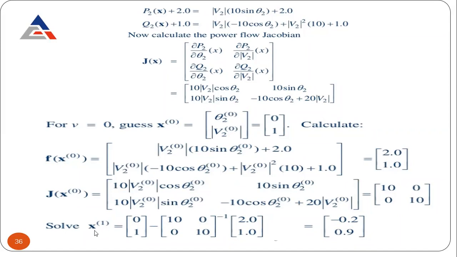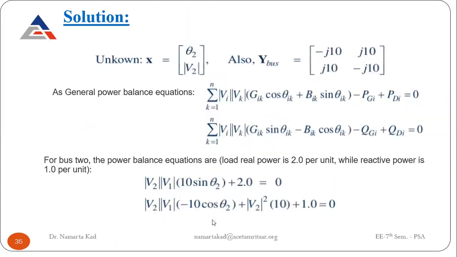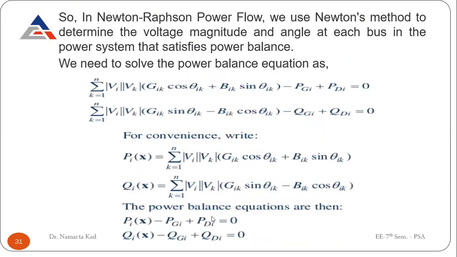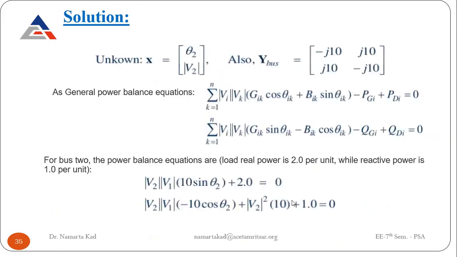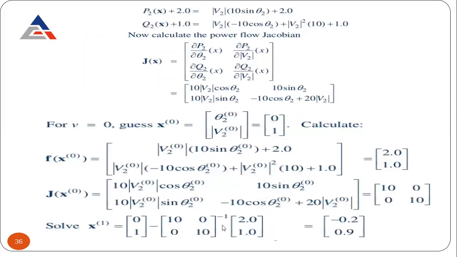So x comes out to be 0, 1 minus the inverse of the Jacobian matrix into this fx. This is the same as we have written here. This is how to write the final next iteration: x for the next iteration is x previous minus the inverse of the Jacobian matrix into fx. So this value is for your next iteration.